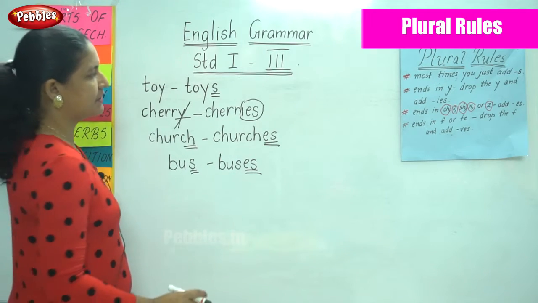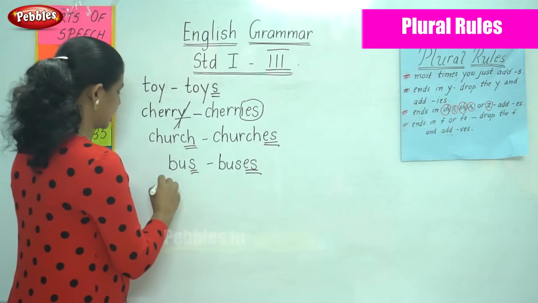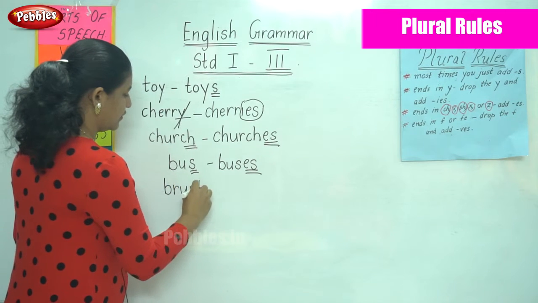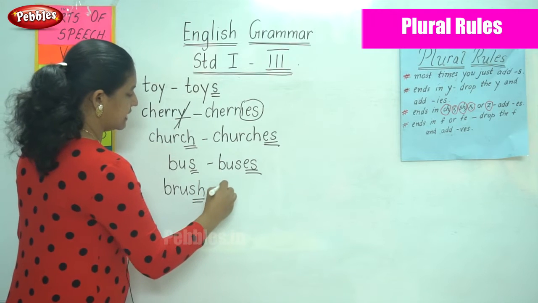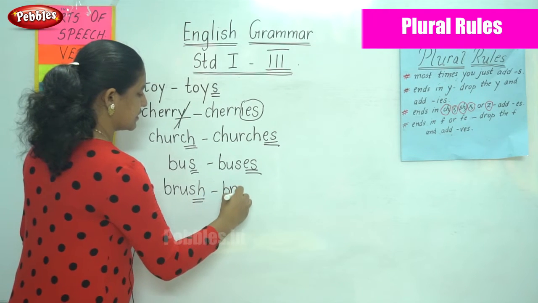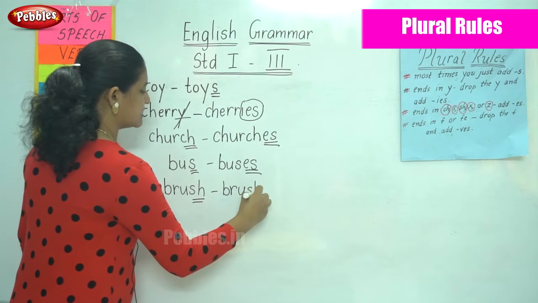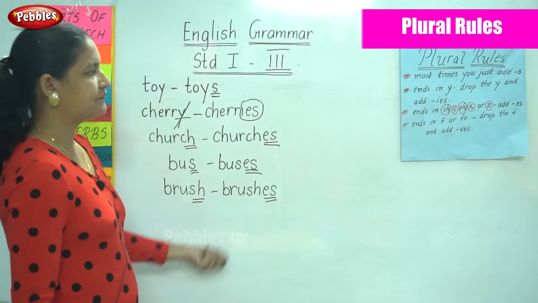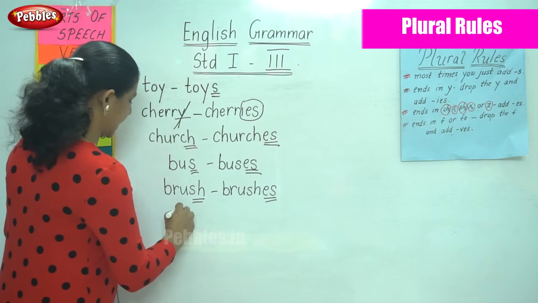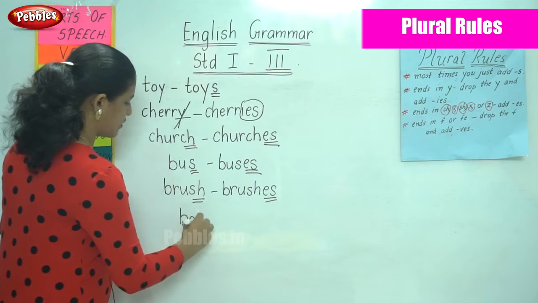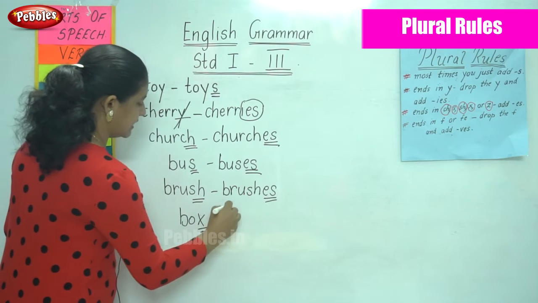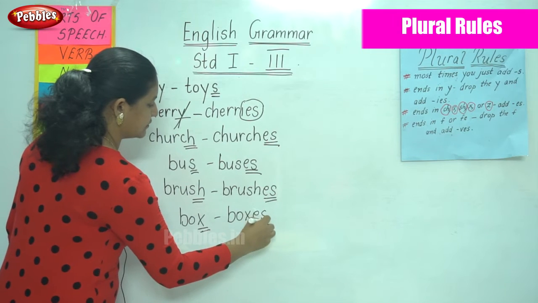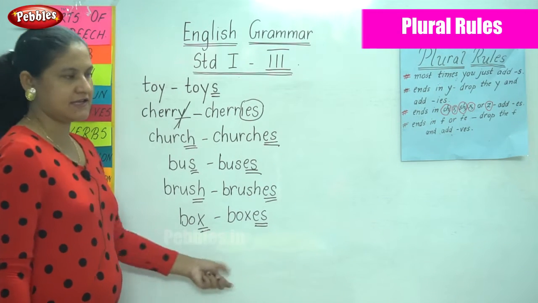The next example is when a word ends in sh. Example, brush. When a word ends in sh, then I add es. So I make it brushes. So I add es to make it plural. When a word ends in x, example, box, then I add es to make it a plural noun.